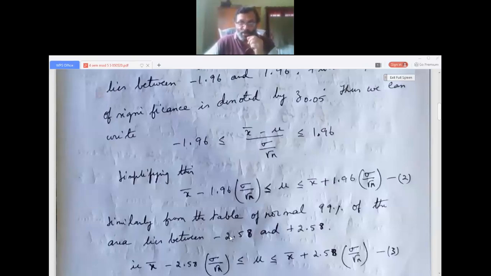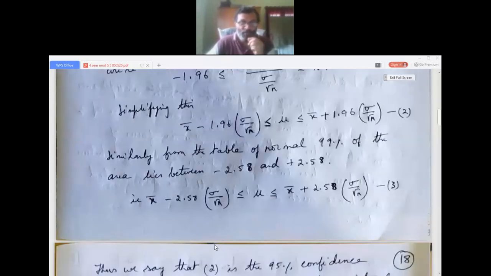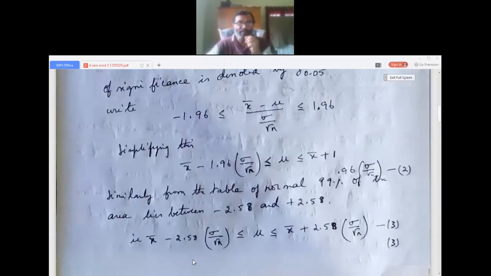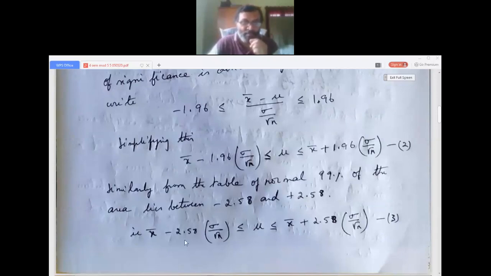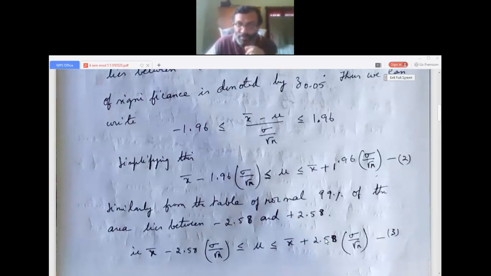We can make this out from the normal table, and by looking at the curve also you can make out that 99% of the area lies between minus 2.58 and plus 2.58. So by the same argument, x bar minus 2.58 sigma by root 10 is less than or equal to mu, which is less than or equal to x bar plus 2.58 sigma by root 10.